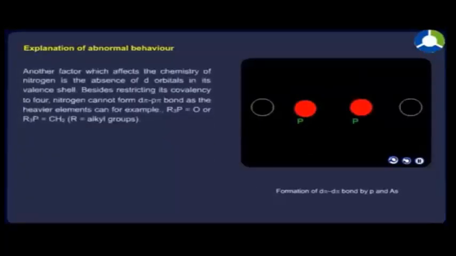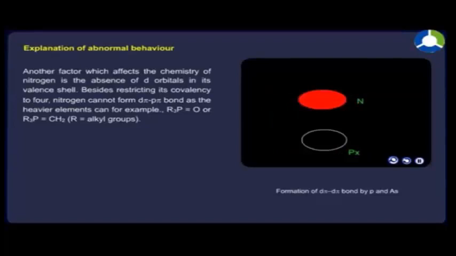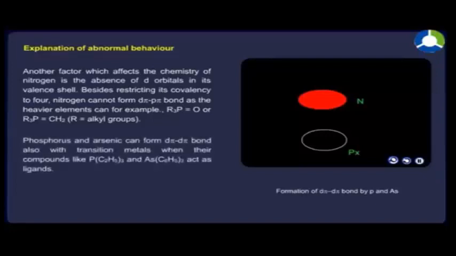Another factor which affects the chemistry of nitrogen is the absence of d orbitals in its valence shell. Besides restricting its covalency to 4, nitrogen cannot form d-pi-p-pi bond as the heavier elements can form, for example, R3P=O or R3P=CH2, where R is an alkyl group. Phosphorus and arsenic can form d-pi-d-pi bond also with transition metals when their compounds like P(C6H5)3 and As(C6H5)3 act as ligands.